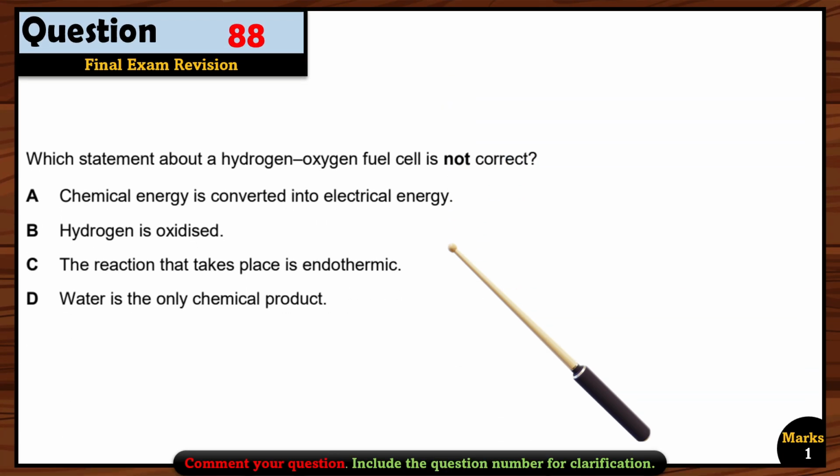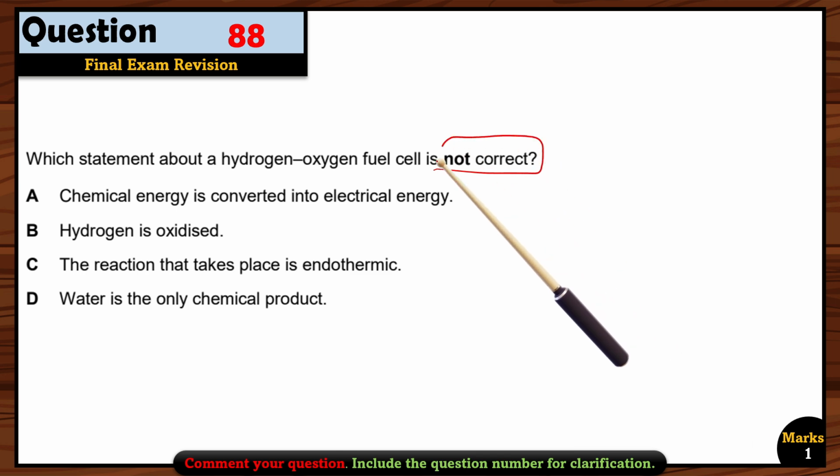Which statement about a hydrogen oxygen fuel cell is not correct? So we have to find the incorrect one. Chemical energy is converted into electrical energy.